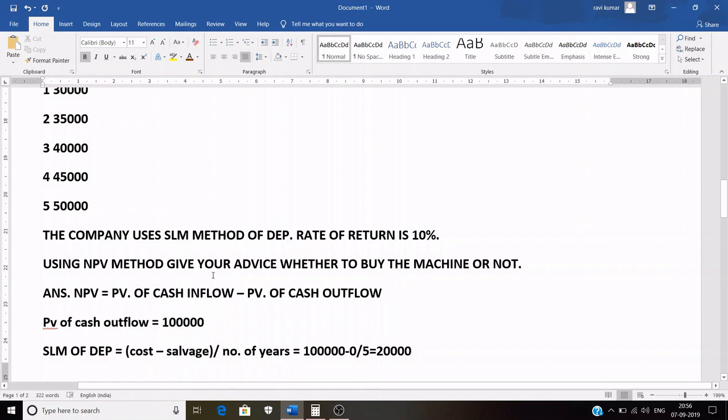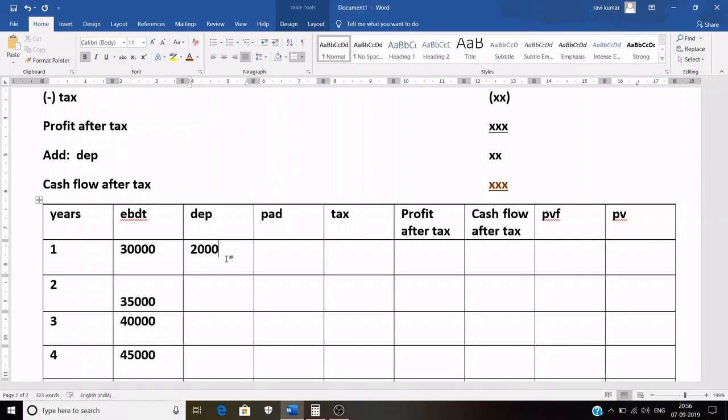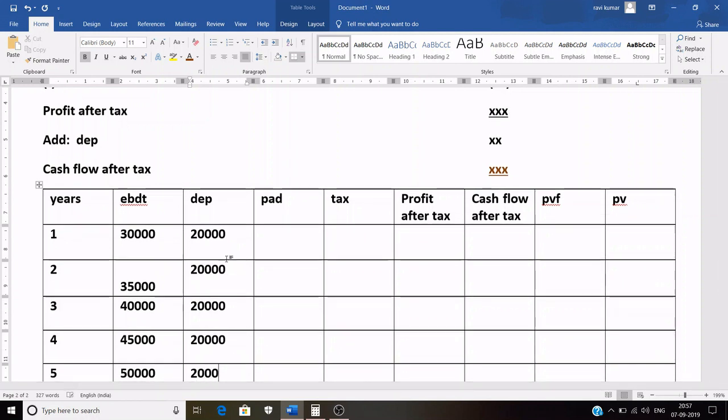Because the company uses the SLM method of depreciation, and we know that when a company uses the SLM method, this depreciation amount remains the same in each year. Meaning first year depreciation would be 20,000, second year would be 20,000, similarly till the fifth year the depreciation amount would be 20,000. So write the depreciation amount in this column, 20,000 rupees, and in each year it would remain 20,000 rupees. In the third year 20,000, in the fourth year it is 20,000, and the fifth year it is also 20,000 rupees.